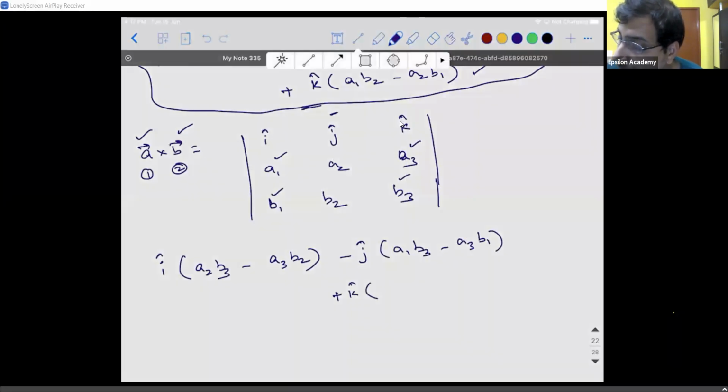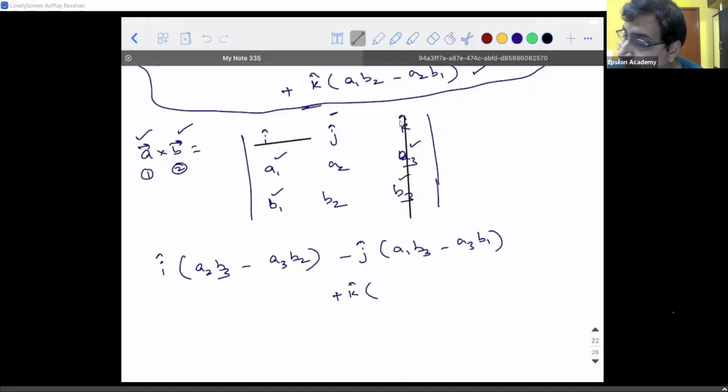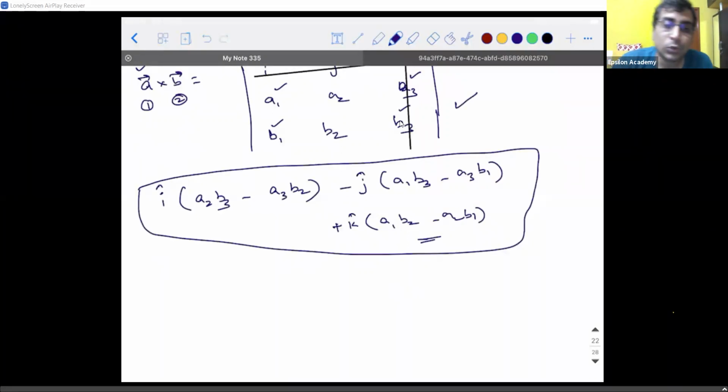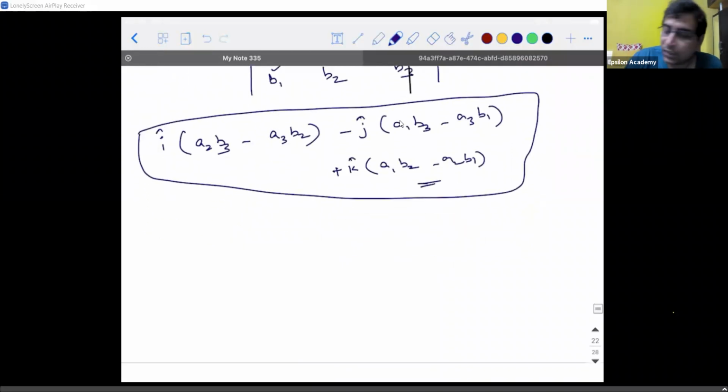Hide the corresponding row and the corresponding column. So what do we get? A1 B2 minus A2 B1. Right? So this is going to be the formula. Whenever a problem is given to you, you can use this formula to solve it. Okay. So to check your understanding, I just want to give you an example.